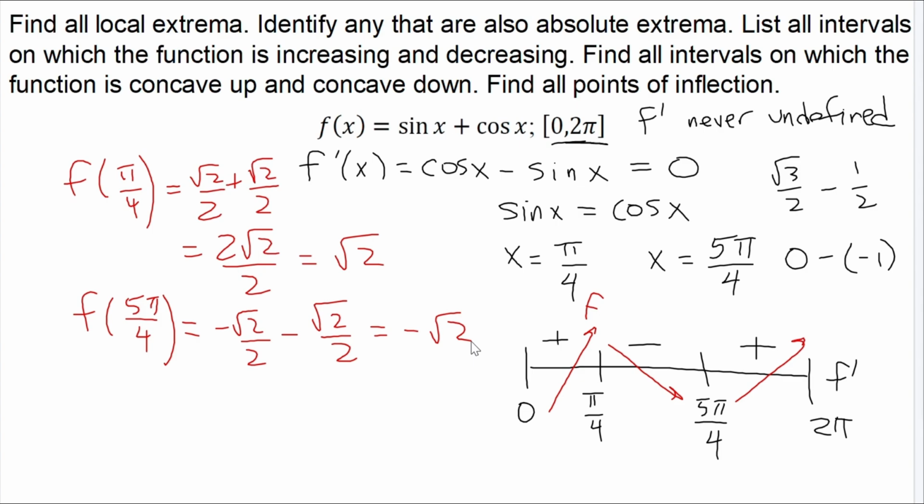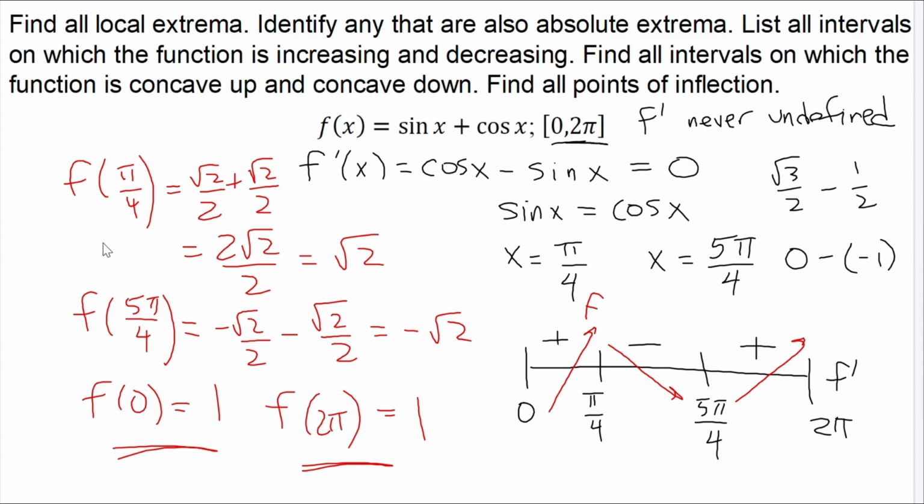Now, because we're given a closed interval here, those closed endpoints can also be local maxes or mins. And so we do need to figure out what f of 0 is. Well, f of 0 is the sine of 0, which is 0, plus the cosine of 0, which is 1. And we need to find f of 2 pi. Well, that's going to be the same thing. The sine of 2 pi is 0, and the cosine of 2 pi is 1, so that's also 1. So we're going to have a local minimum at 0, a local maximum at 2 pi, a max at pi over 4, and a min at 5 pi over 4. And we'll come back to that when we write out all our intervals in just a minute.